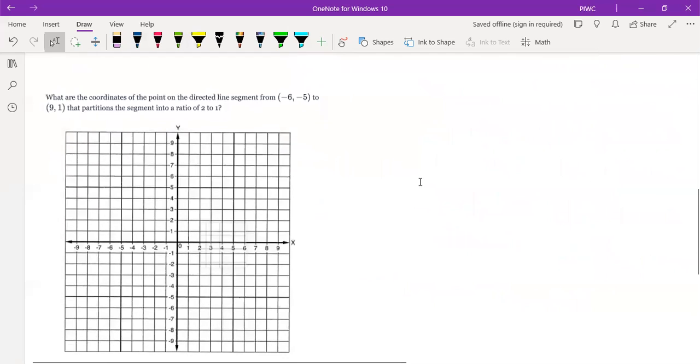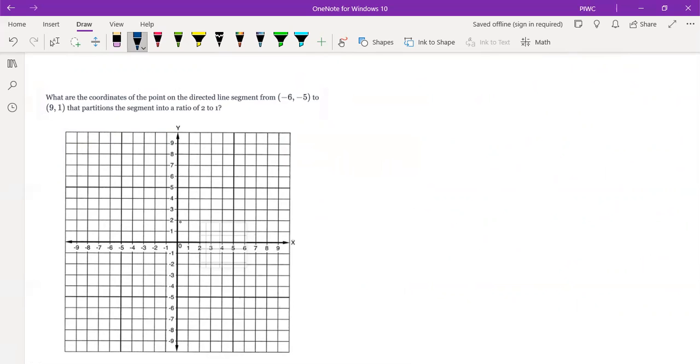Now let's try another question. So the question says, what are the coordinates of the points on the directed line segment from -6, -5 to 9, 1 that partitions the segment into a 2:1 ratio? So since we want to do this graphically, let's plot the points. I also did the same problem algebraically. So check my first video for how I did that.